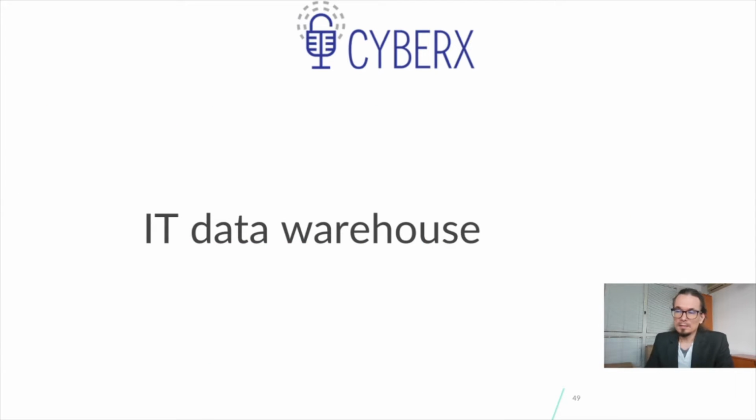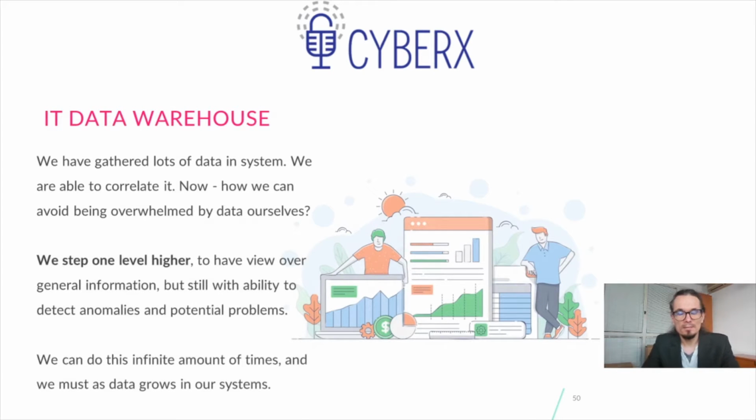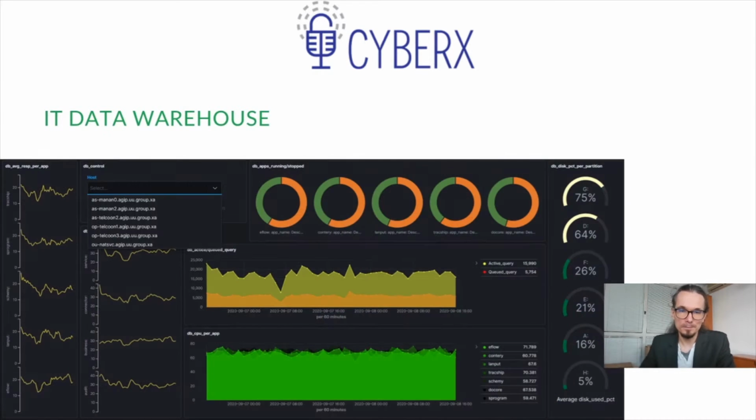Now let's look at the IT data warehouse. We have a lot of information so far in our system. We've gathered a lot of it, and we are able to correlate it. Now, how do we avoid being overwhelmed by this information? To avoid that, we have to go one level higher. We have to look from the bigger perspective, from higher level, from the high ground, at the whole infrastructure, group it, and still be able to see the incidents and potential problems.